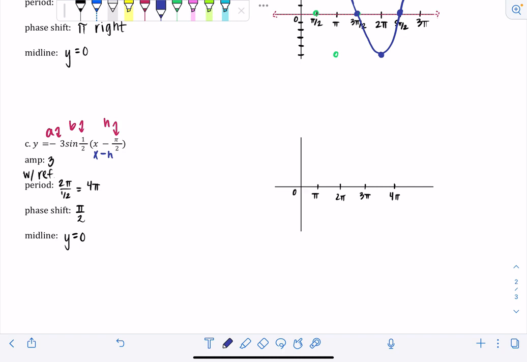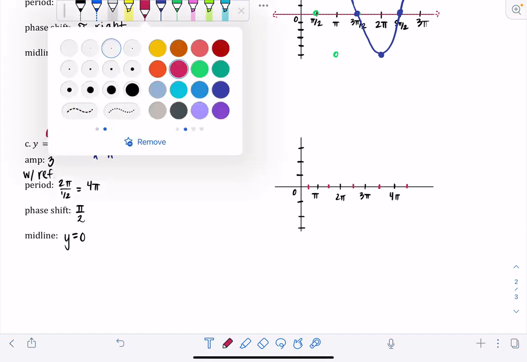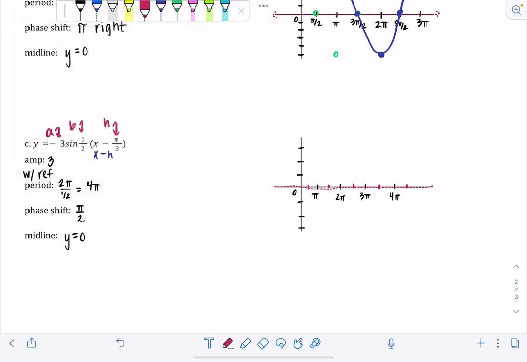So that's all I want us to add, just a little halfway mark. I'm going to do it in a different color. A little halfway mark right here, right here, right here, right here, and right here. And that's just how far we're going to shift everything over. So instead of going from 0 to 4 pi, we're going to go from half pi to 4.5 pi. And then for our amplitude, the amplitude is 3, so we'll go up to +3 and then down to -3. And the midline is still at y equals 0, so we'll add that in.